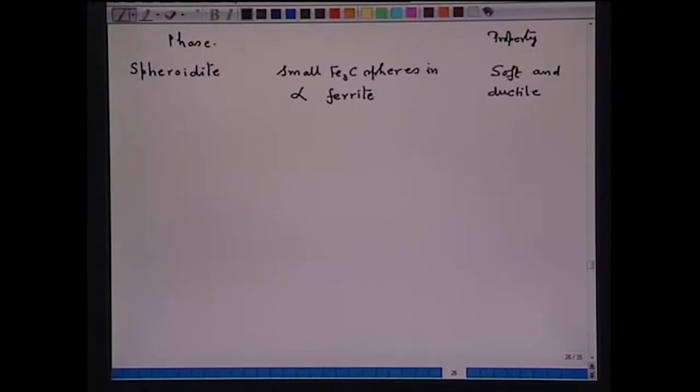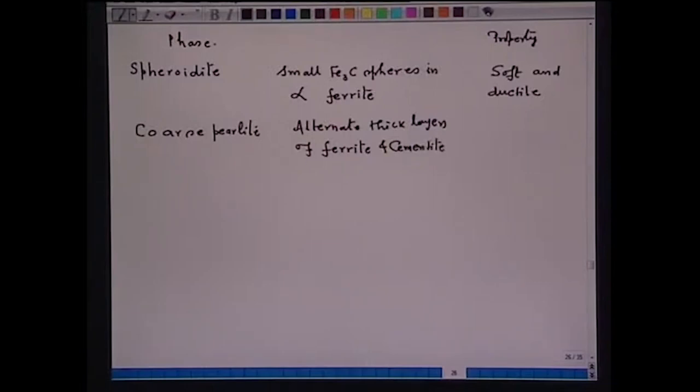Then you must have heard of perlite. So there is a coarse perlite, and the coarse perlite has alternate thick layers of ferrite and cementite. This is altogether a different type of phase. This is harder and stronger than spheroidite.